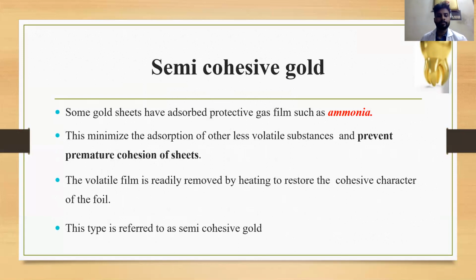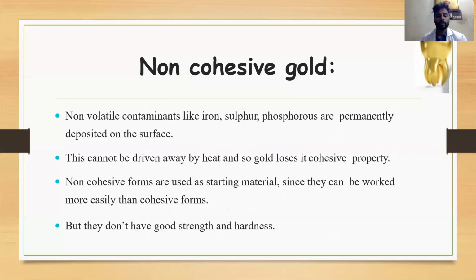So moving on to semi-cohesive gold, some gold sheets have protective gas films such as ammonia. This minimizes the absorption of other less volatile substances and prevents premature cohesion of sheets. Volatile film is readily removed by heating to restore the cohesive character of the foil. This type is referred to as semi-cohesive gold. Moving on to non-cohesive gold, non-volatile contaminants like iron, sulfur, phosphorus are permanently deposited on the surface. This cannot be driven away by heat, and so gold loses its cohesive property. Non-cohesive forms are used as starting material since they can be worked more easily than cohesive forms, but they don't have good strength and hardness.